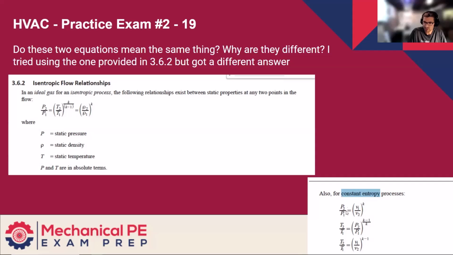So if you just see this, you might say, oh, is something wrong here? Is there a typo? Shouldn't this be 2 over 1? No, it's 2 over 1 if it's density. If it's specific volume, it's correct that it's inverted. It should be.